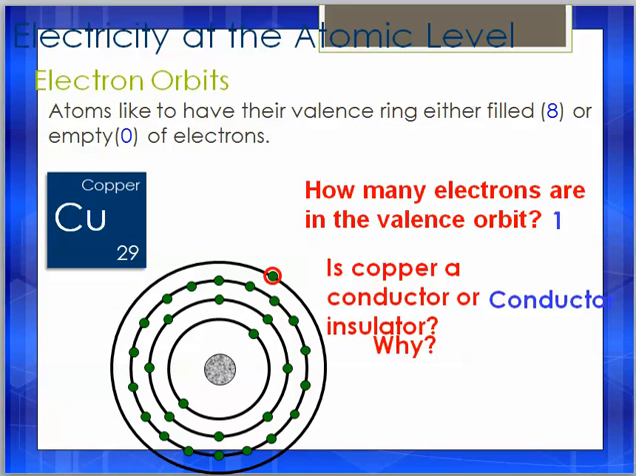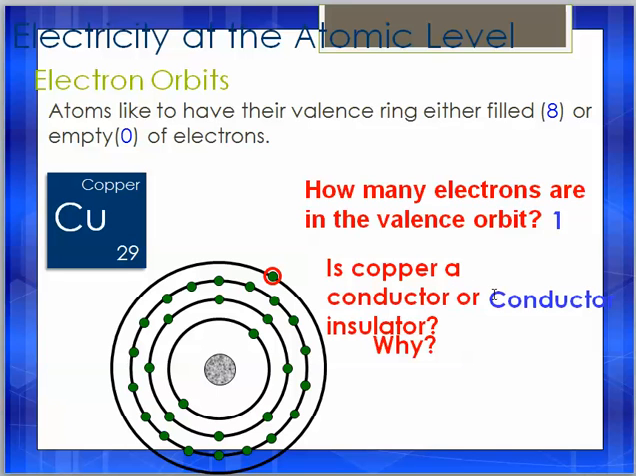Electricity at the atomic level. Electron orbits. Atoms like to have their valence ring either filled or empty. So in this case, copper, in its valence ring, it's got this last ring out here. It's got 1 in it. It doesn't like that. For whatever reason, elements don't like to have just 1 out here. So we would say, how many electrons are in the valence orbit? Well, it's got 1 valence electron. We kind of put it all together as we describe it and say it's got 1 valence electron.